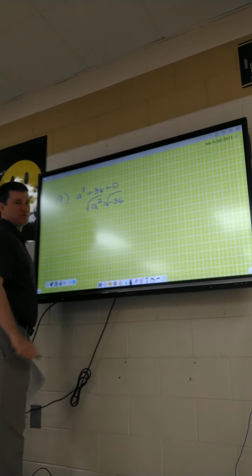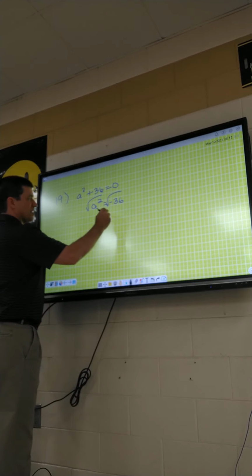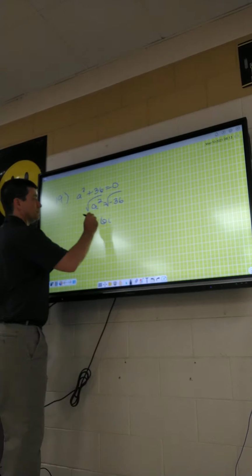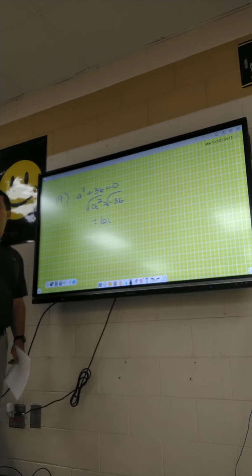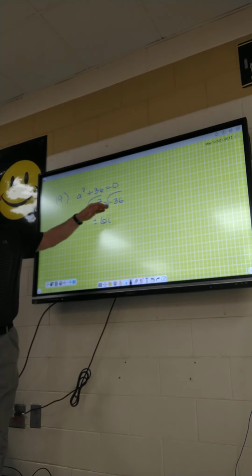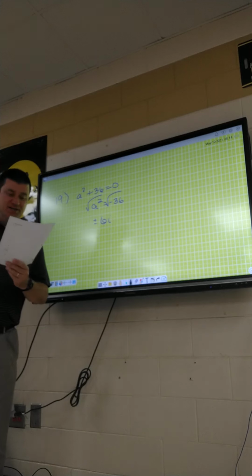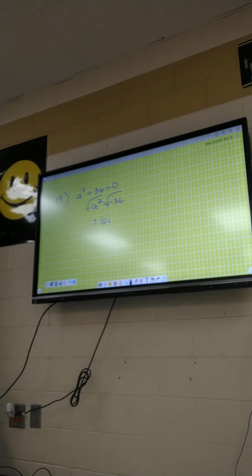What's the square root of negative 36? 6i. Now, what did I leave off? Plus or minus. Why do we have to have plus or minus? Anytime you find the square root when you're solving an equation. So basically, if it's got an equal sign, plus or minus. All right, that was 19. Y'all try 20 and 21.